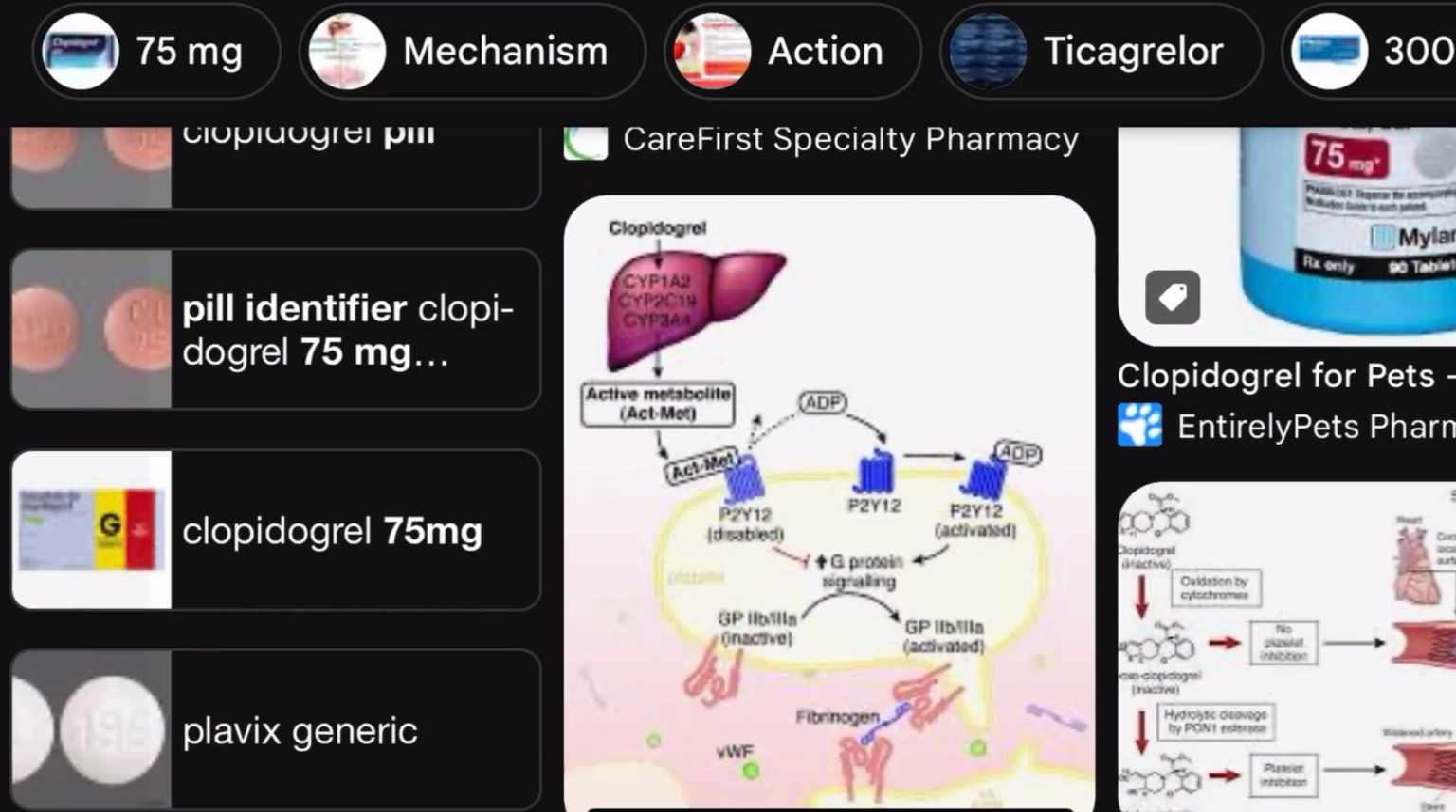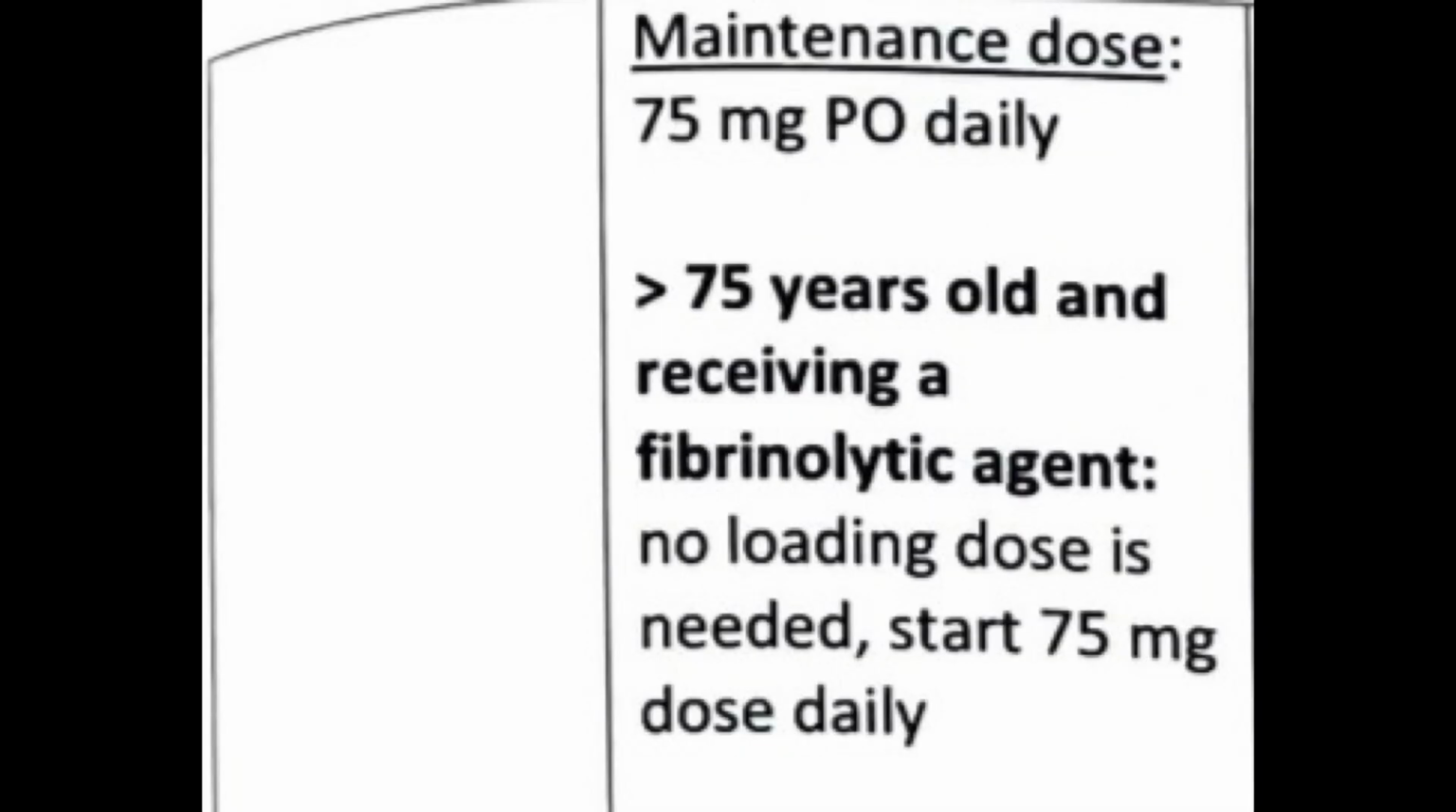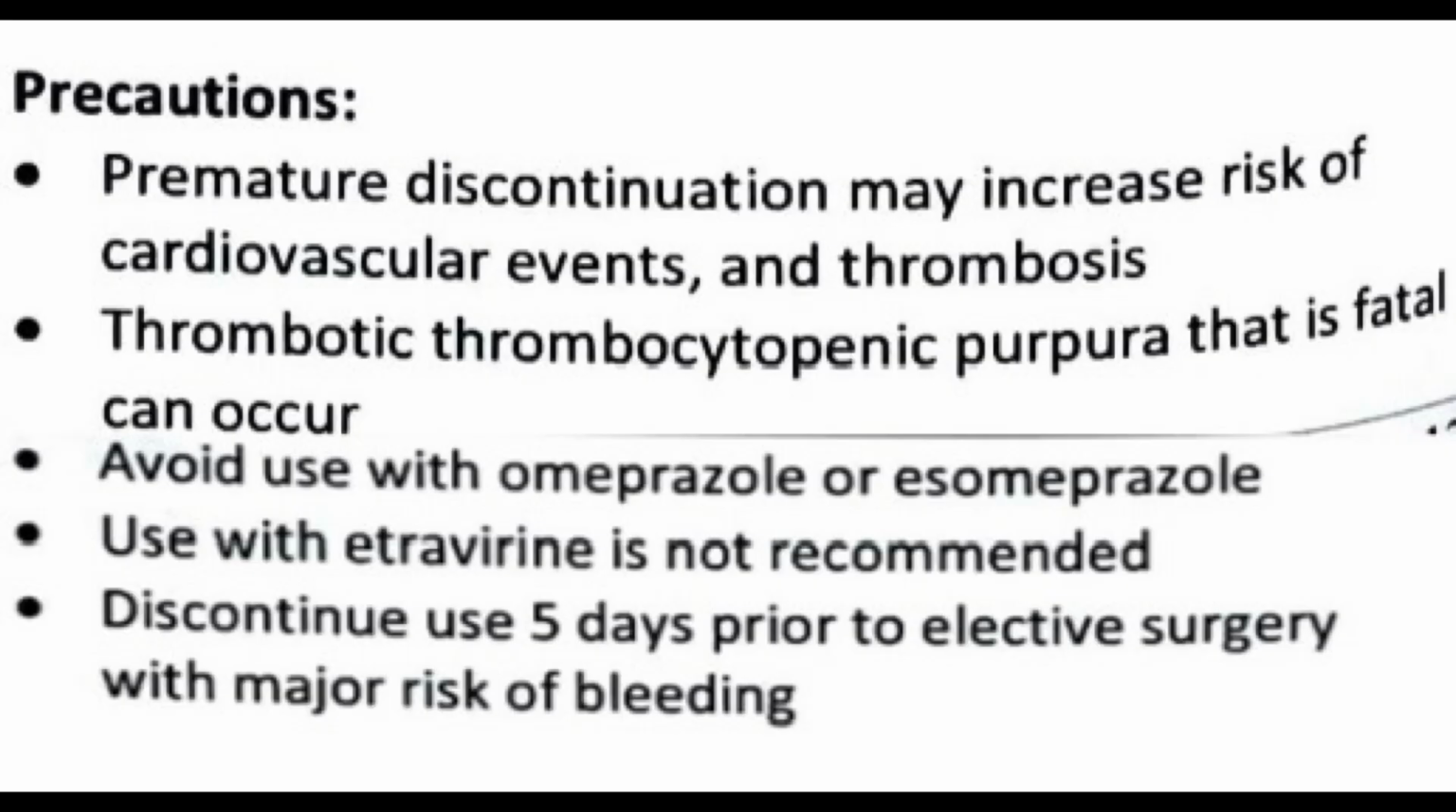Or it's going to be 600 milligrams for PCI loading dose, and then 75 milligrams daily. If your patient is greater than 75 years old and they are receiving a fibrinolytic agent, you don't really need a loading dose of Plavix. It is a prodrug and it is activated by CYP2C19. You want to make sure the patient discontinues the medication 5 days before elective surgeries. So remember, the other ones were within so many hours of the surgery. Plavix is 5 days before the surgery.